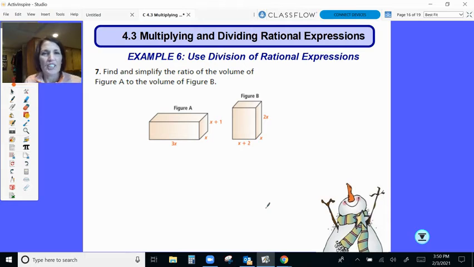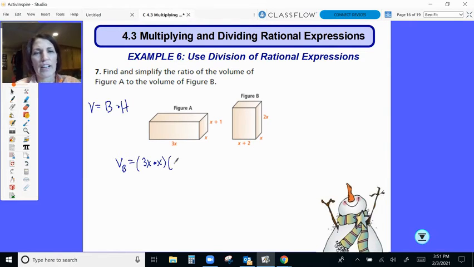Right here it says find and simplify the ratio of the volume of figure A to the volume of figure B. Okay? So volume, if you remember back from geometry, is the area of the base times the height of the object. So capital H because it's a three-dimensional object, okay? So I'm going to put my volume B over here. So I go volume B equals my area of my base is going to be 3x times x. So 3x times x, that's my area of my base, okay? Times my height, which is x plus 1, times x plus 1.